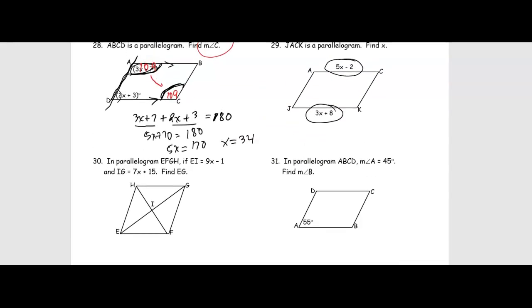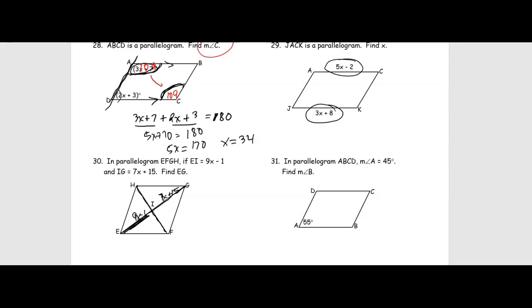That's pretty simple. 30, in a parallelogram EFG, if EI is 9x minus 1 and IG is 7x plus 15, find EG. So what these are called, in a parallelogram, any quadrilateral really, when we do these here, these are called our diagonals. When we connect one angle to an opposite angle, those are diagonals. In a parallelogram, diagonals bisect each other.